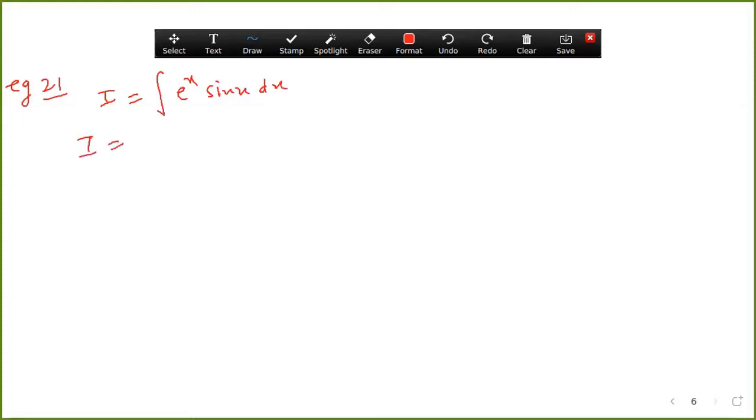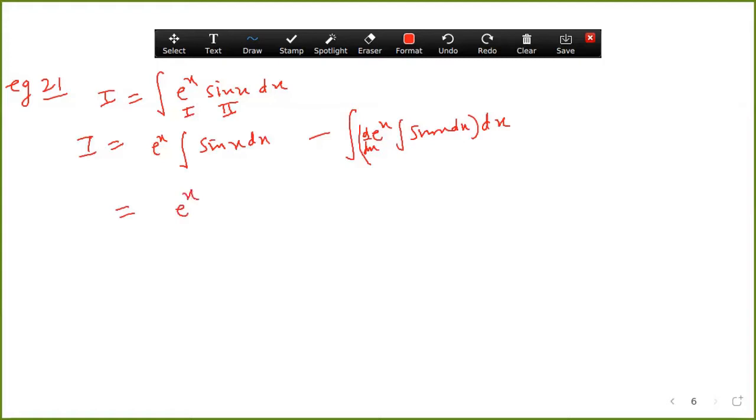When you take first function and second function, let's take e to the power x as first and sine x as second. So we'll write e to the power x as it is, integration of sine x, minus integration of the derivative of e to the power x and integration of sine x dx, the product integration. E to the power x, integration of sine x is minus cos x, minus integration of e to the power x, and it comes out cos x with minus sign, so it becomes positive.